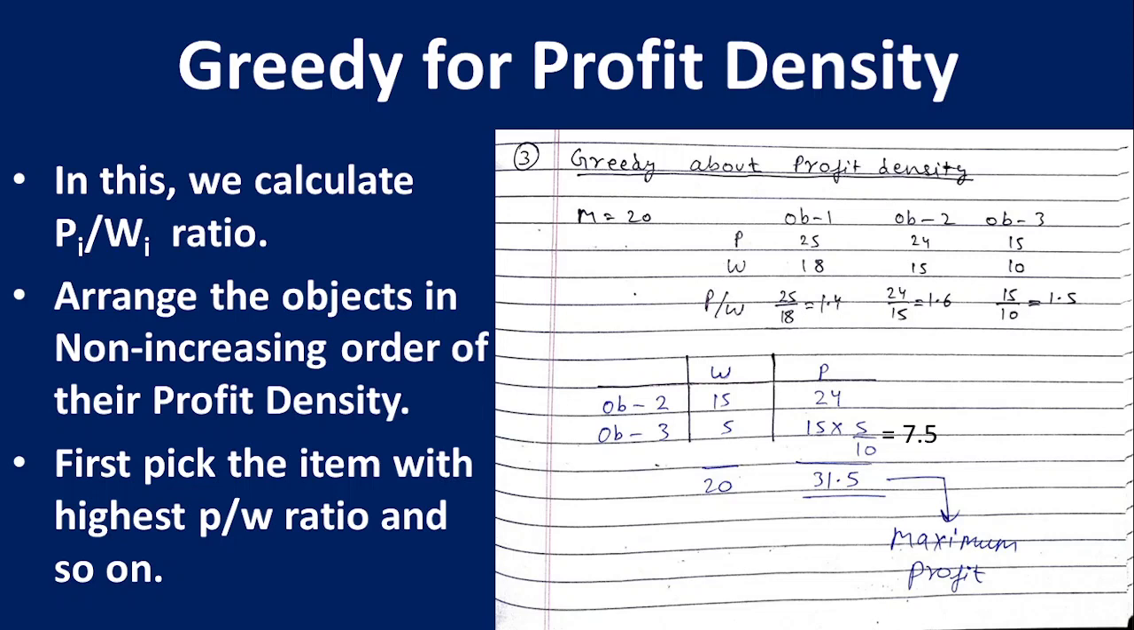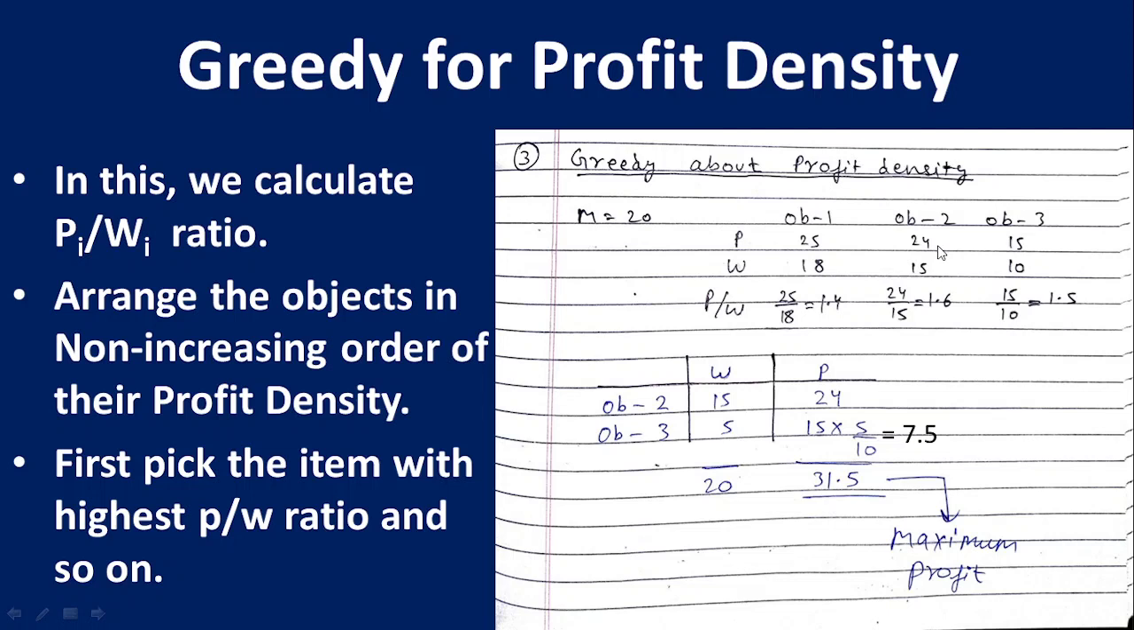We arrange the objects in non-increasing order of their profit density and first pick the item with the highest P by W ratio, and so on. So here you can see that I have taken that same example. We have three objects. We will calculate the P by W ratio. That will be 25 by 18, which is 1.4, 24 by 15, which is 1.6, and 15 by 10, which is 1.5. So the highest one is 1.6, that is for object 2.